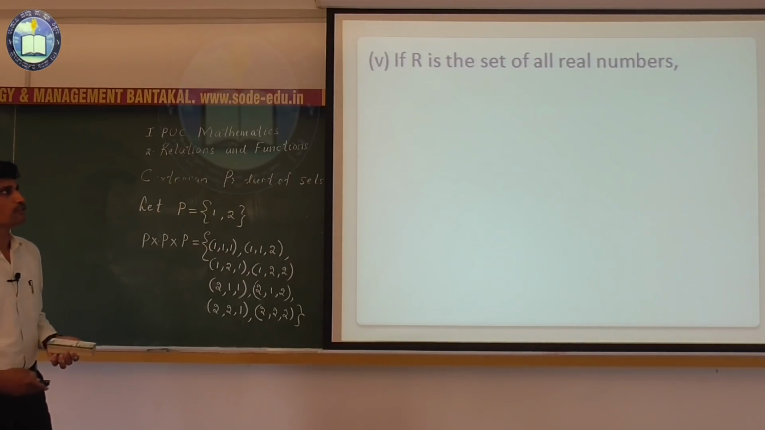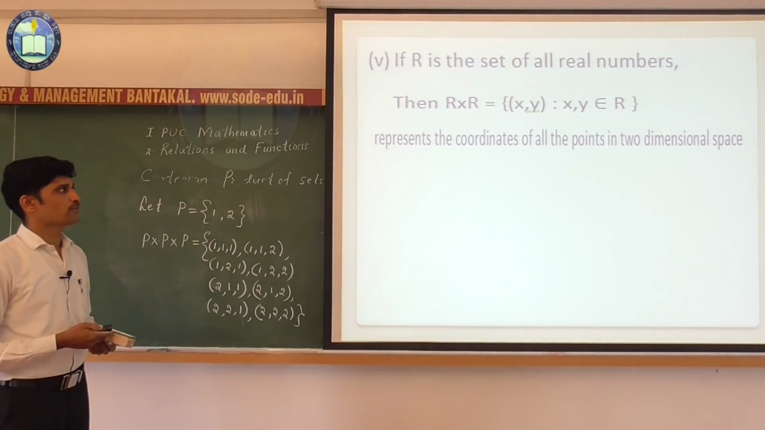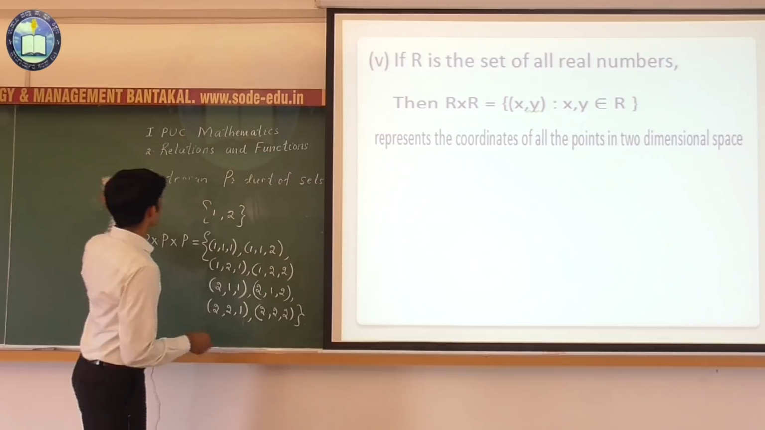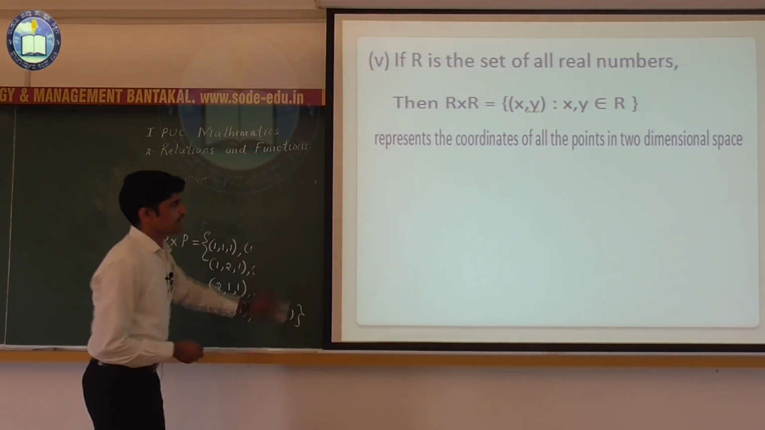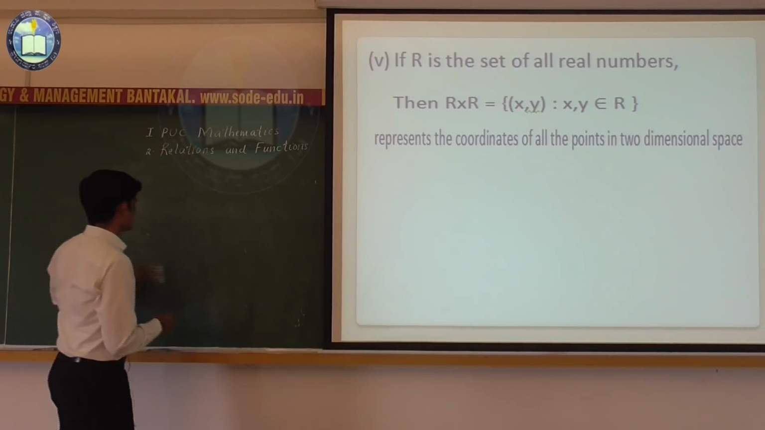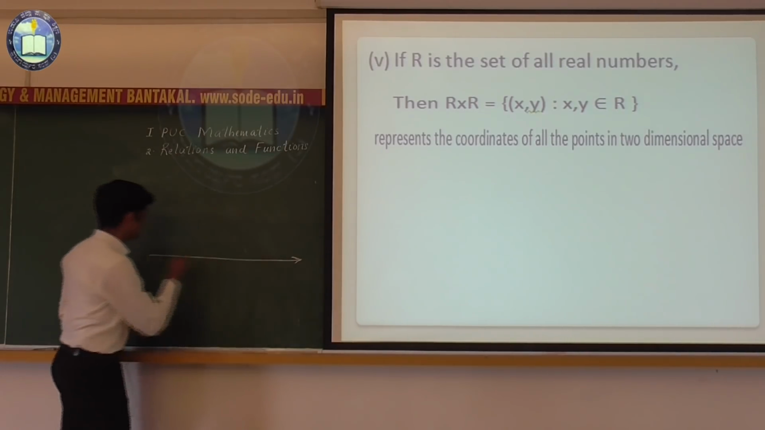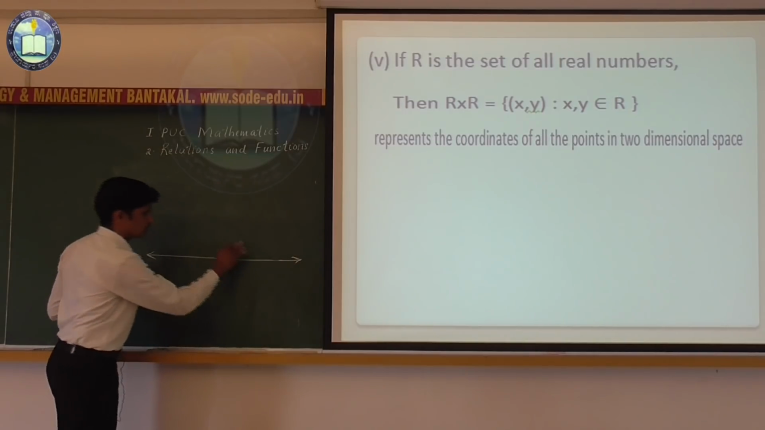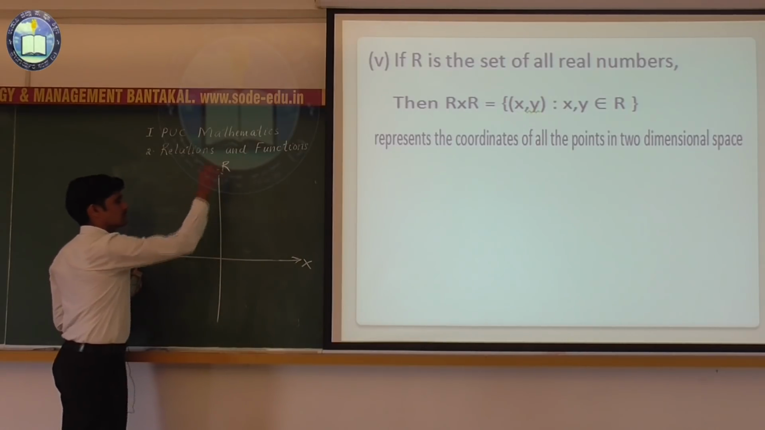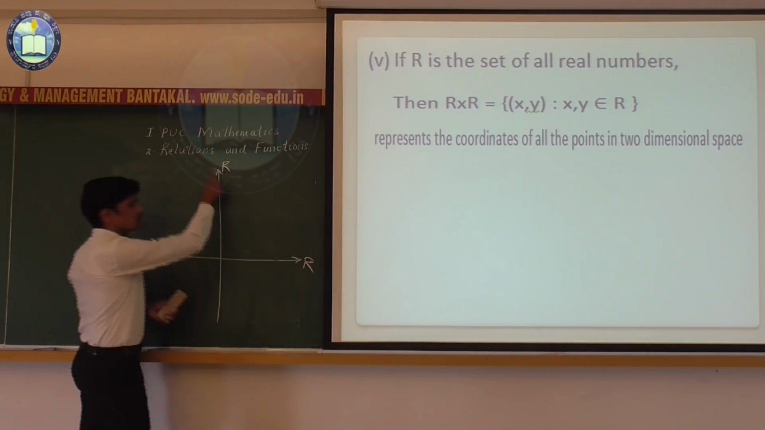Next, if R is the set of all real numbers, then R cross R represents the set of all (x, y), where x and y belong to R, the set of real numbers, and represents coordinates of all the points in two-dimensional space. Means R cross R represents the plane, because on the horizontal line called the x-axis we can mark each and every real number. We can mark each and every element of the second set on the y-axis. So this also represents the real line.